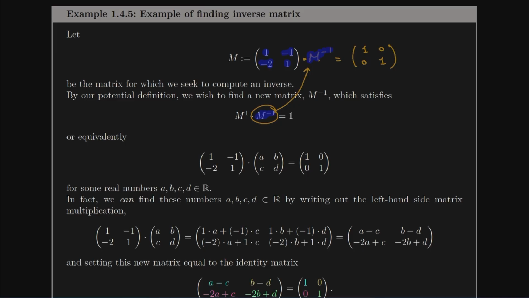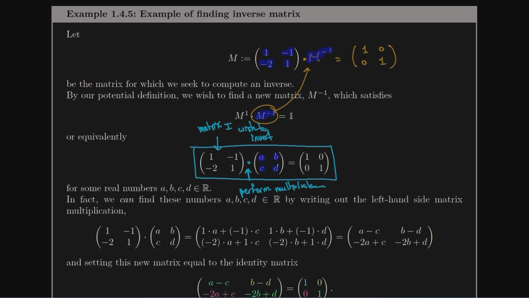Well, the easiest way to find that matrix is to just give it some variables. I like going with A, B, C, and D as my variables for this unknown inverse matrix. And then I'm just going to directly compute the multiplication with the matrix I wish to invert, and perform the multiplication on the left.